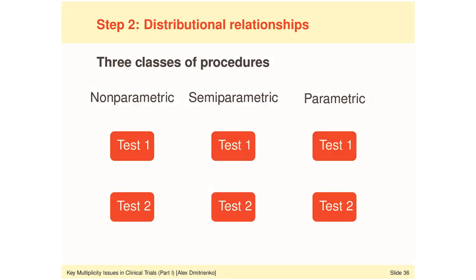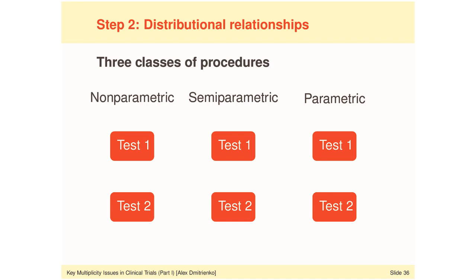Another important consideration in the process of selecting candidate multiple testing procedures is distributional relationships or assumptions on the joint distribution of the hypothesis test statistics in a multiplicity problem. We will begin with this diagram and then we'll go over each individual type of distributional assumptions. Very quickly, depending on the distributional assumptions, there are three classes of multiple testing procedures. There are nonparametric procedures, there are semiparametric, and there are fully parametric procedures.